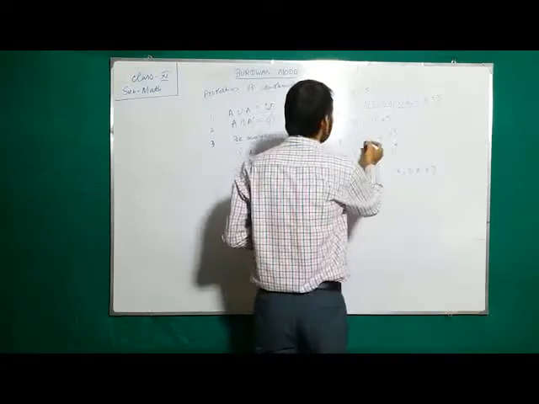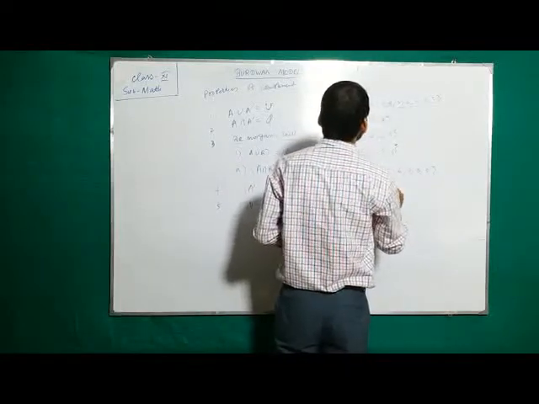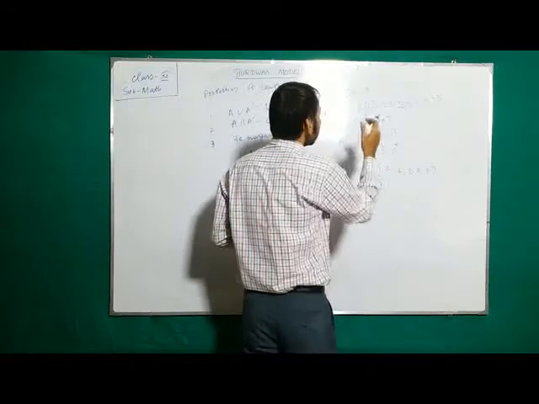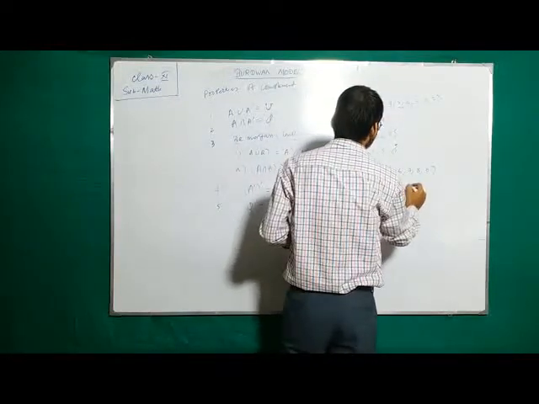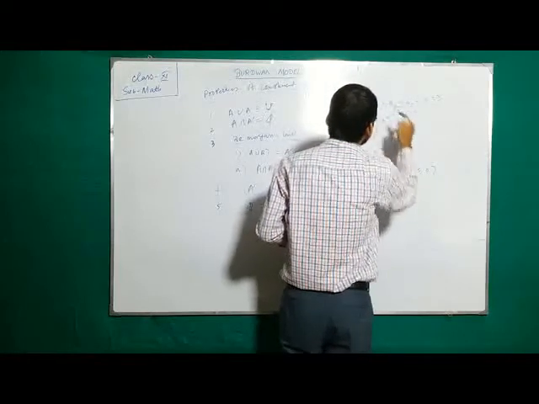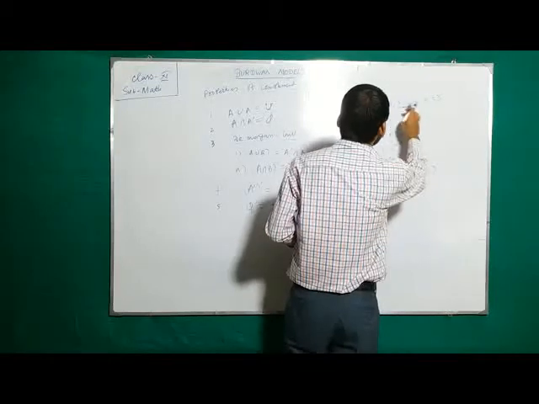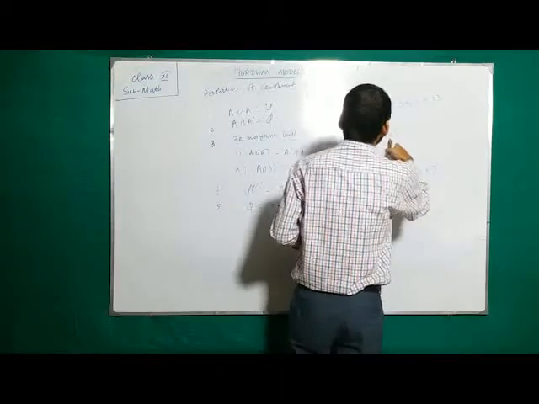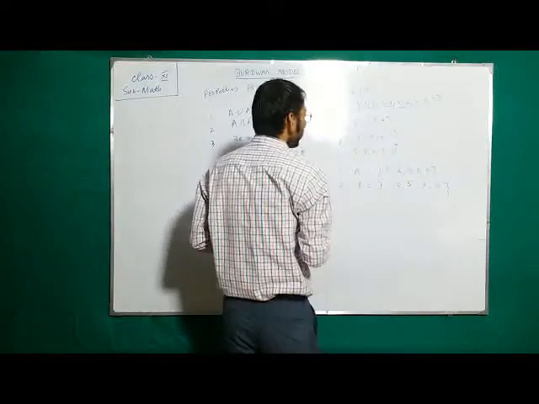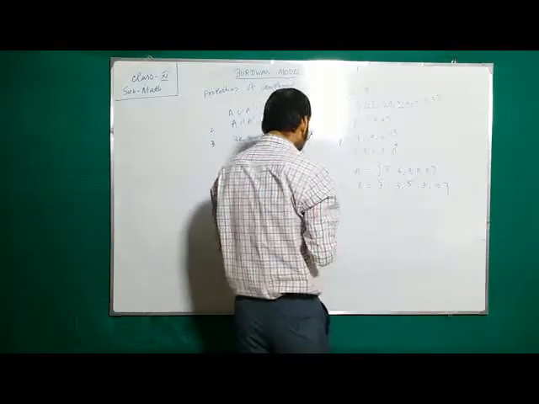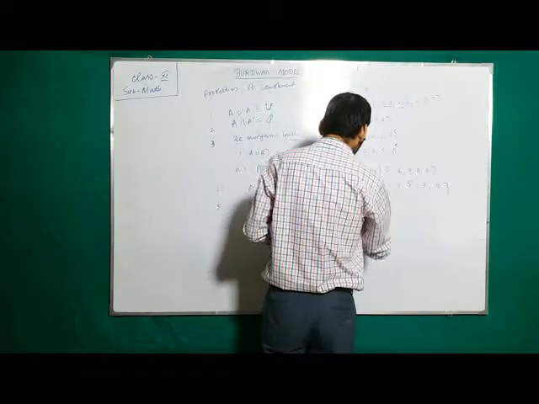Number 2, B complement. B is again 2, 4, 6, 8. I am excluding 2, 4, 6, 8 from the universal set, so it gives 1, 3, 5, 7, 9. This is B complement. Number 3, the complement of A union C.